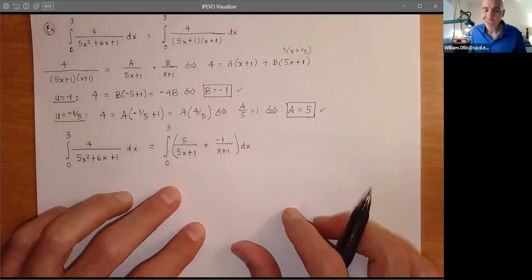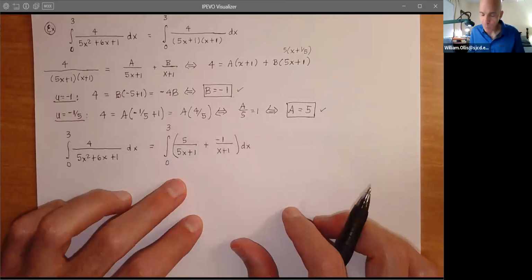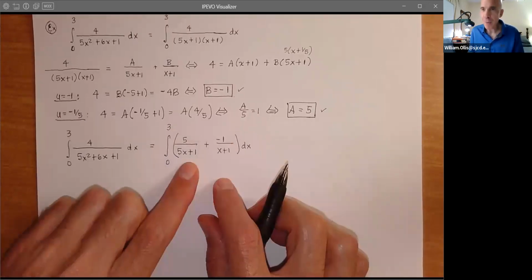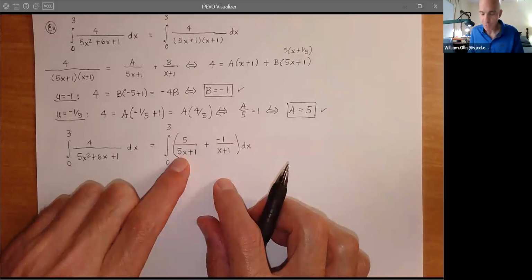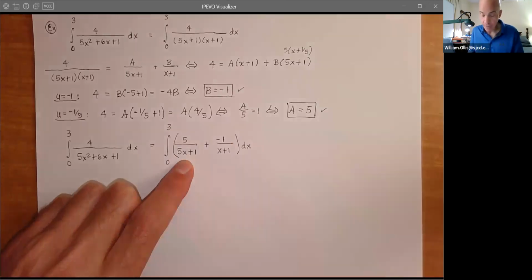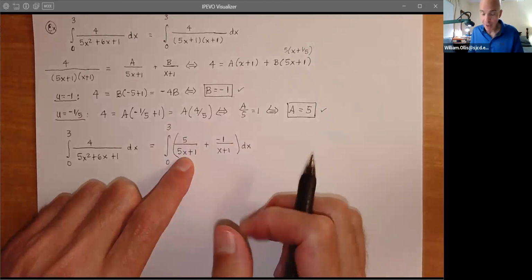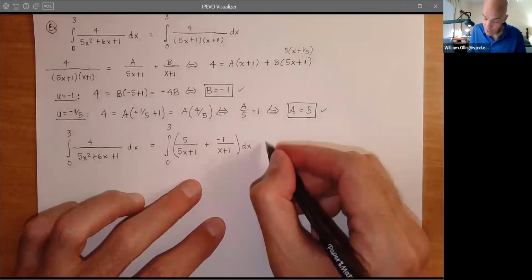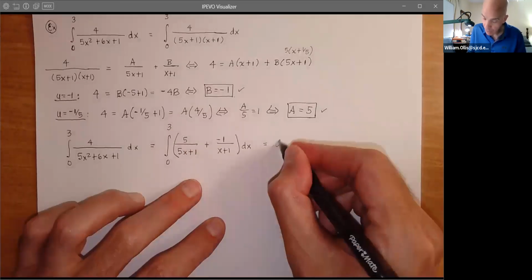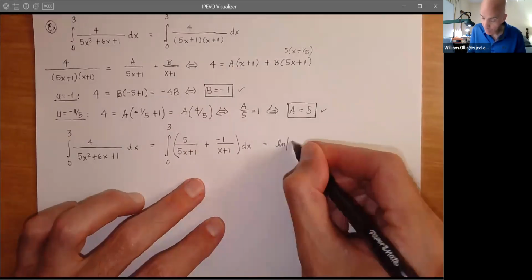Now, again, sometimes the math gods are too good to us. This is table ready. We got 5x plus 1. The du is 5 dx, and boom, there's the 5. So that's table ready. So we get natural log of 5x plus 1.